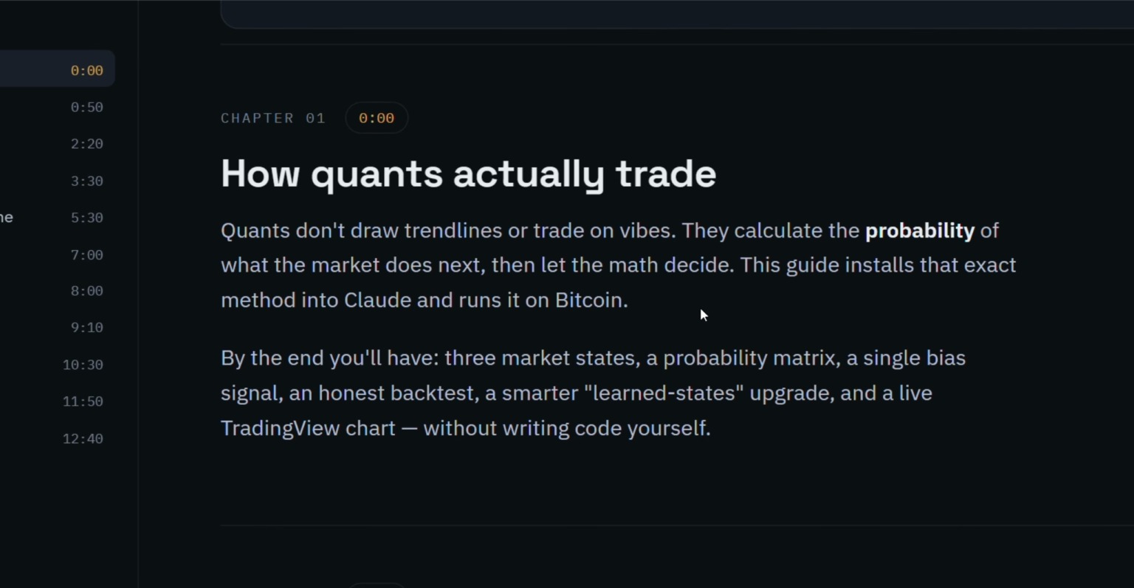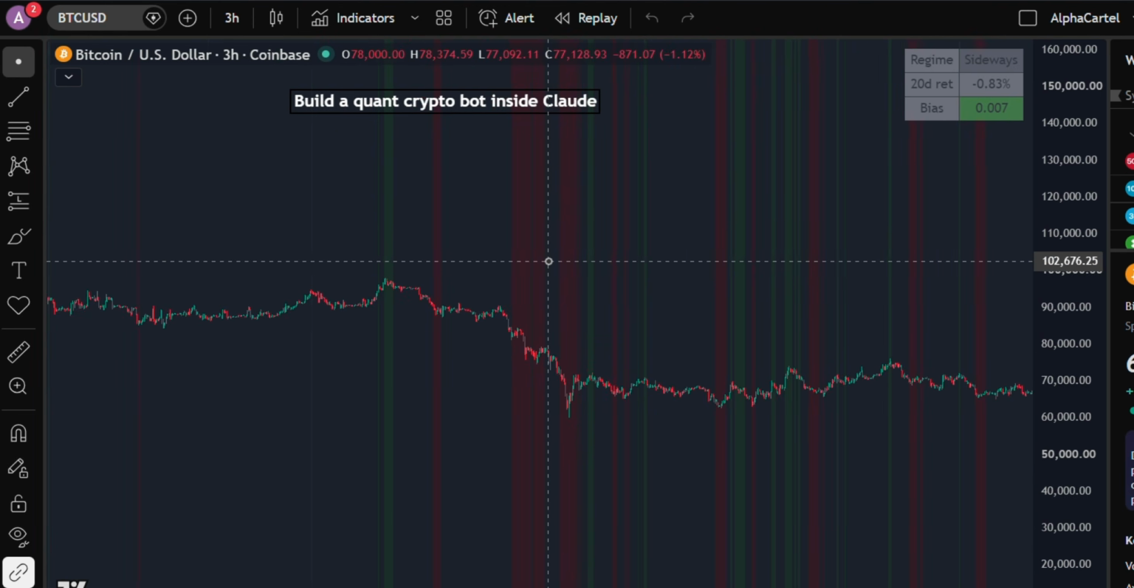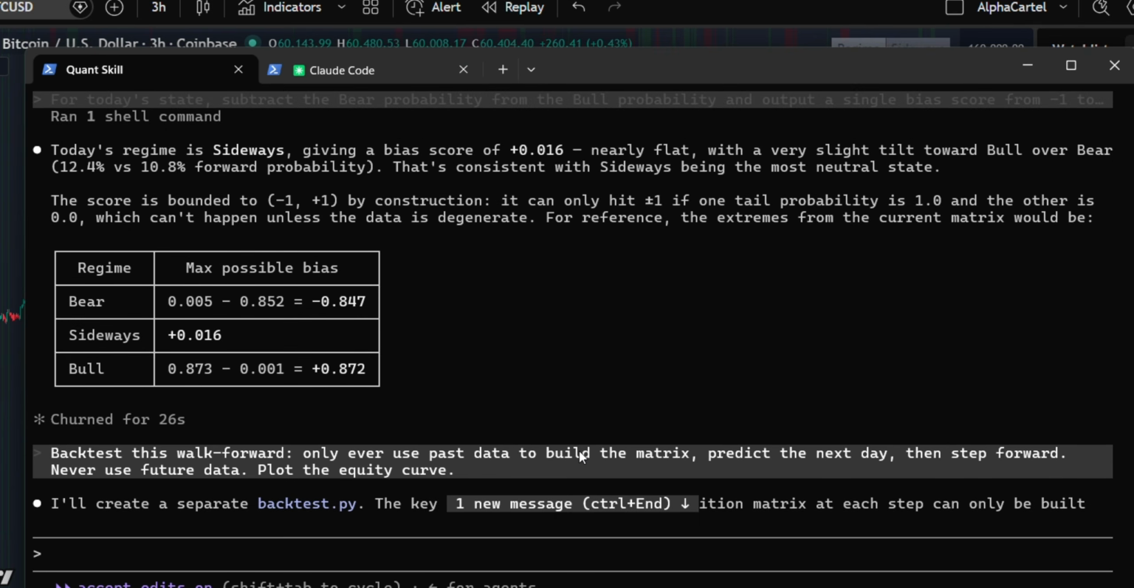No math degree, no emotion, no guessing. I'll explain the whole thing in plain English, then we install it and run it live. And at the end, I'll hand you the exact skill so you can copy this in a few clicks. Let's get into it. Here's the entire foundation.